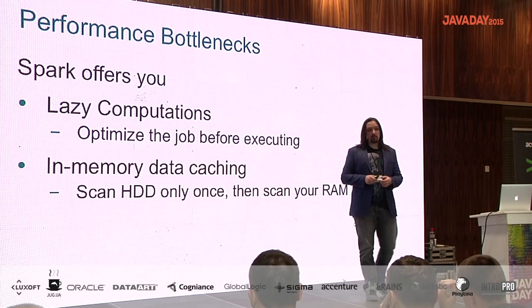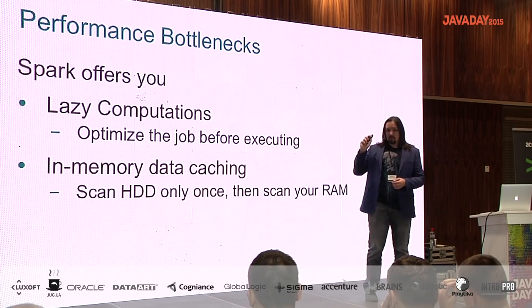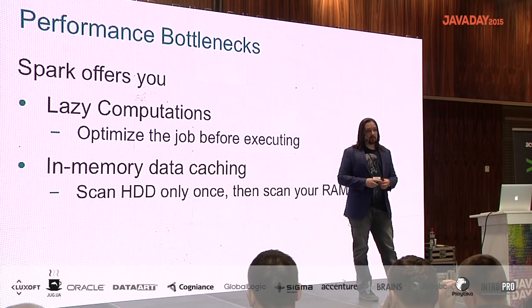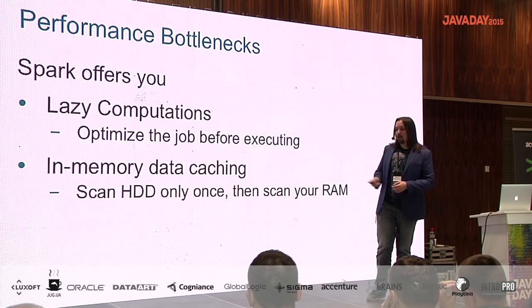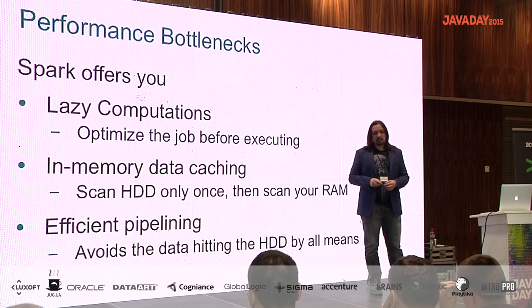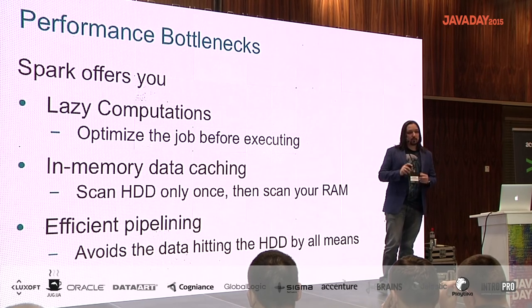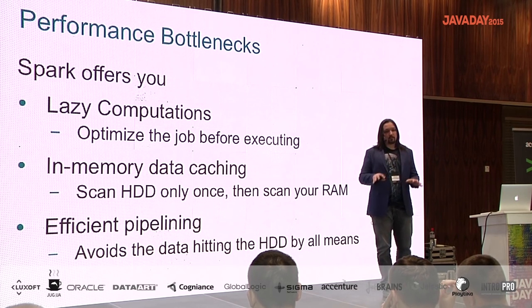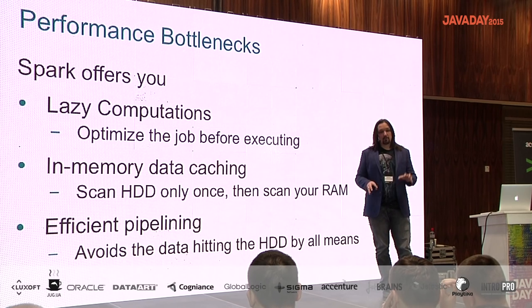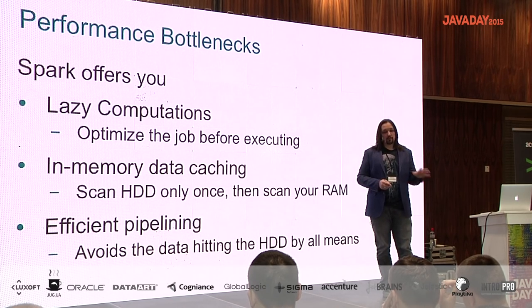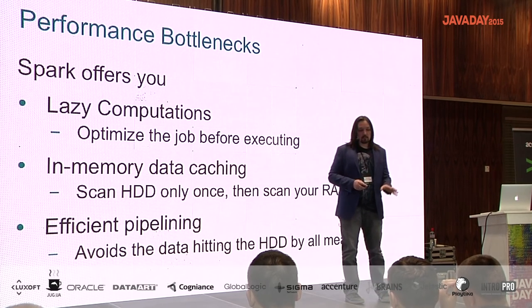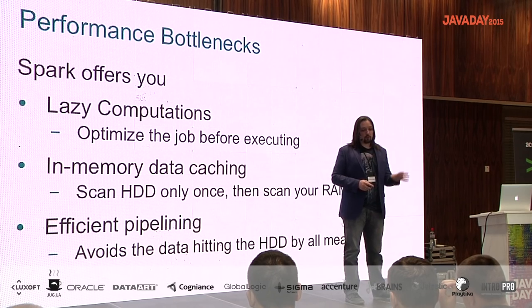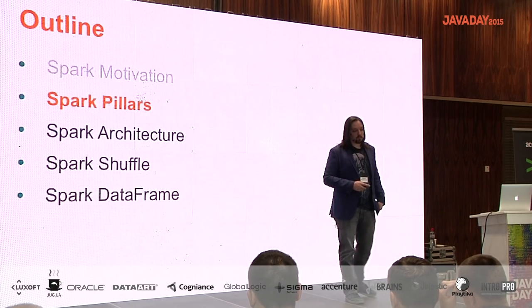Second is in-memory data caching. So you don't need to scan the hard disk drive all the time. Spark has a number of options for caching. And the last one is efficient pipelining. So it tries to avoid putting data to the hard disk drives as much as it can, because usually in a Hadoop cluster, hard disk drive resources are the bottleneck. So if you take a look at the profiling of your Hadoop cluster, most likely you're limited by the performance of your file system on the data nodes.